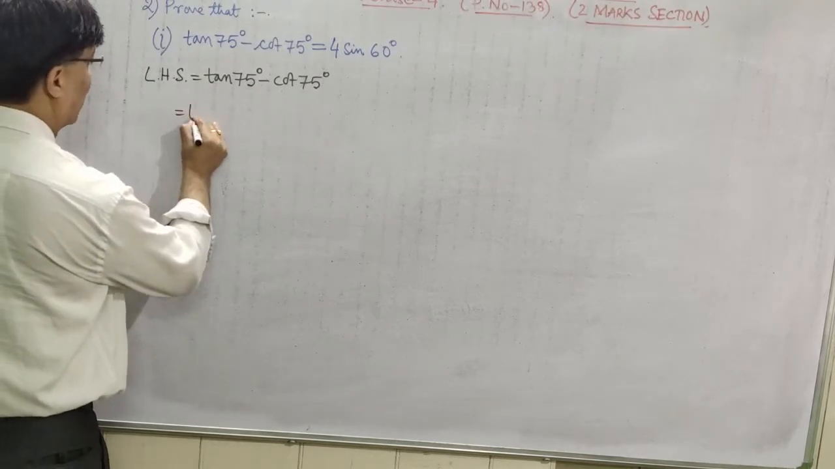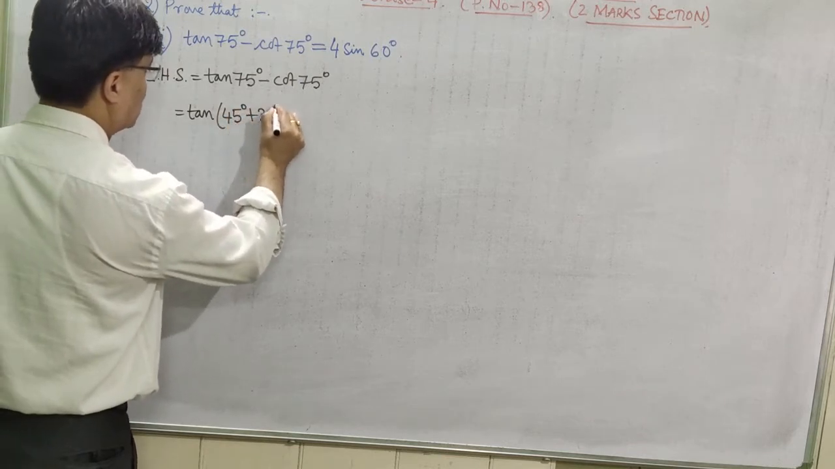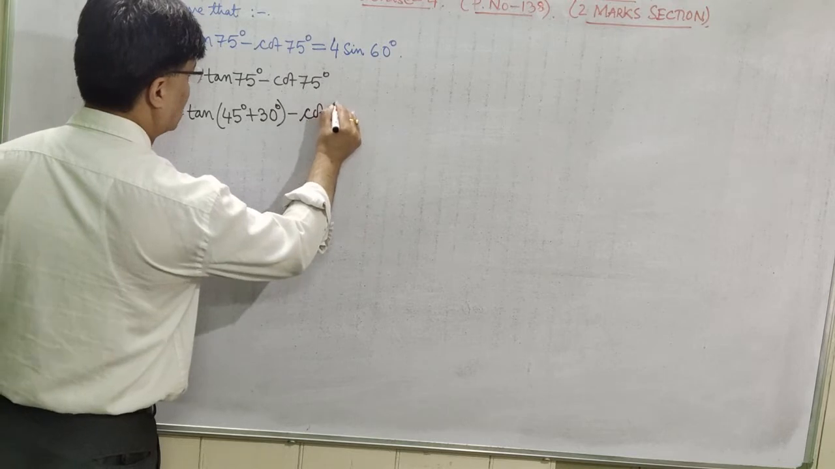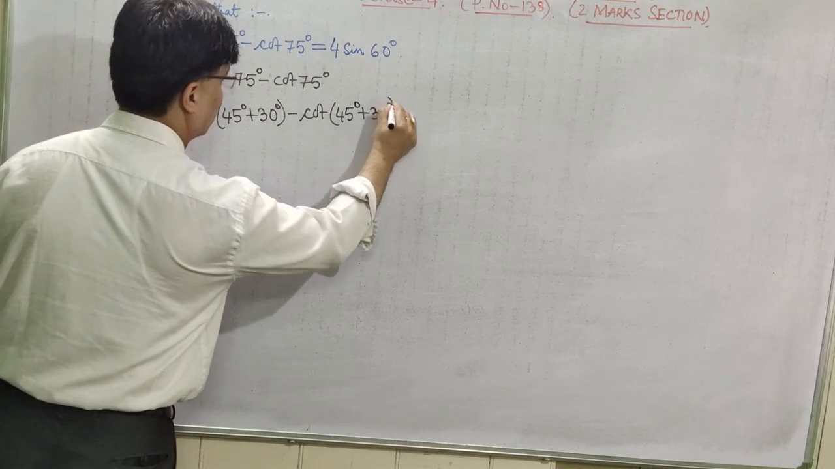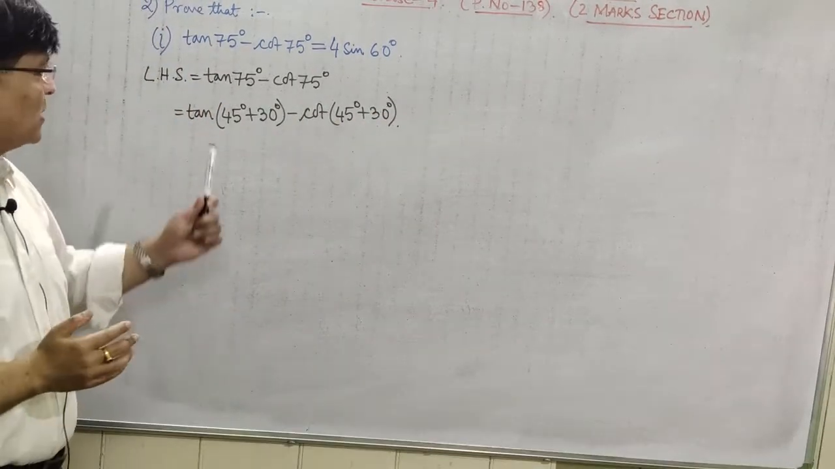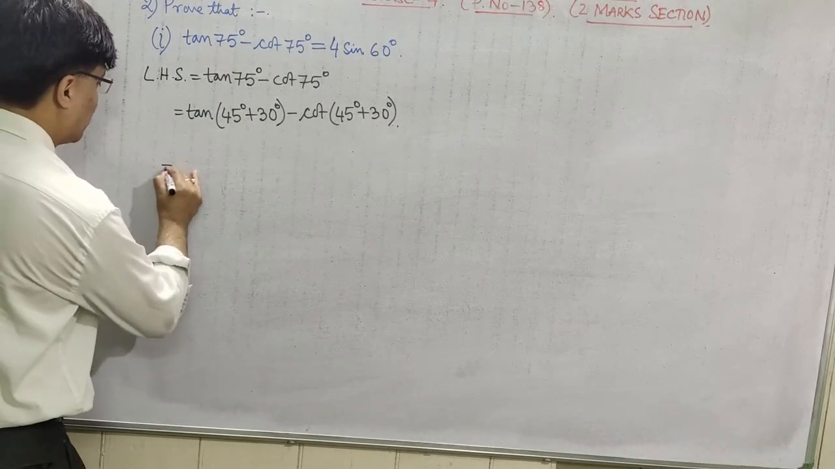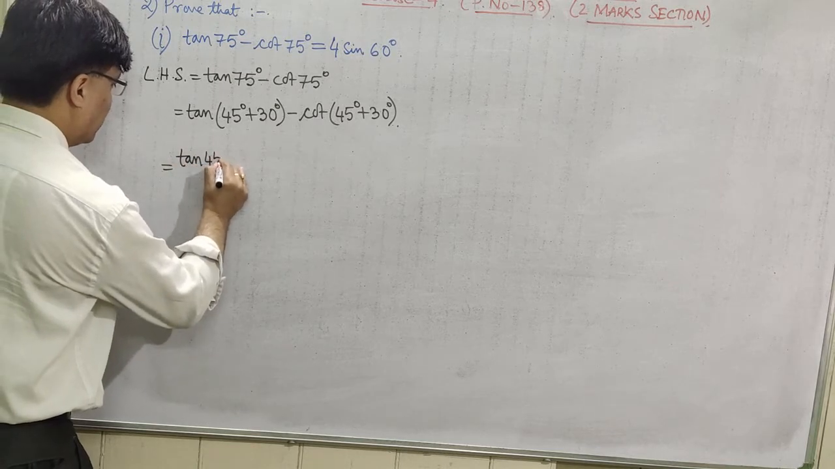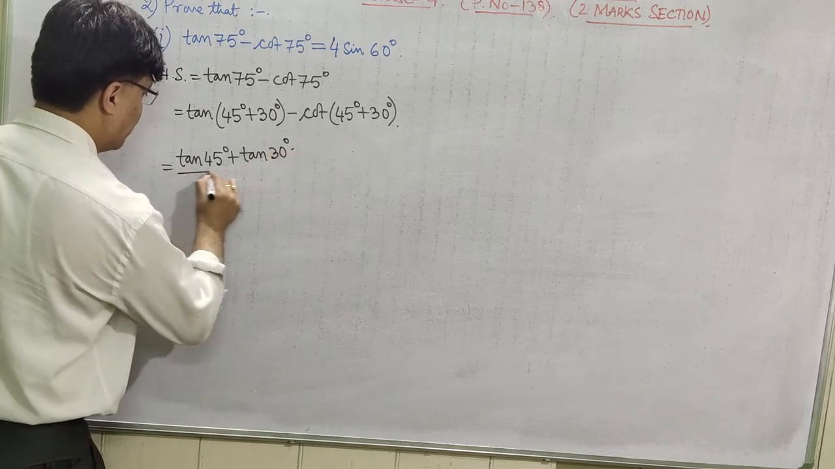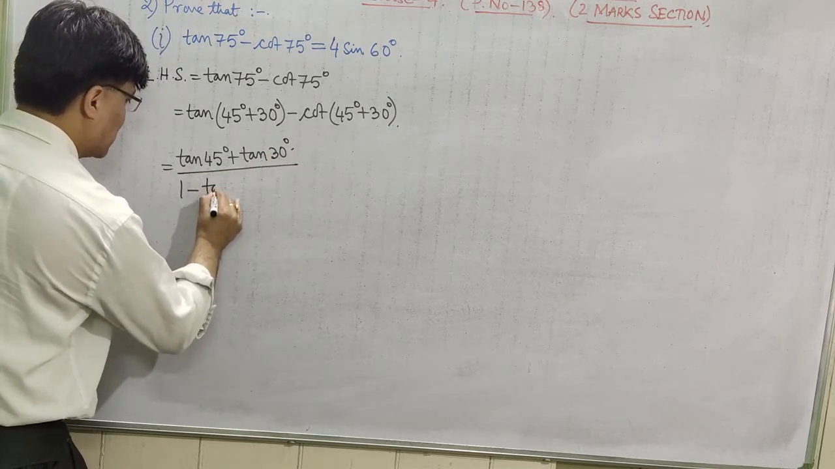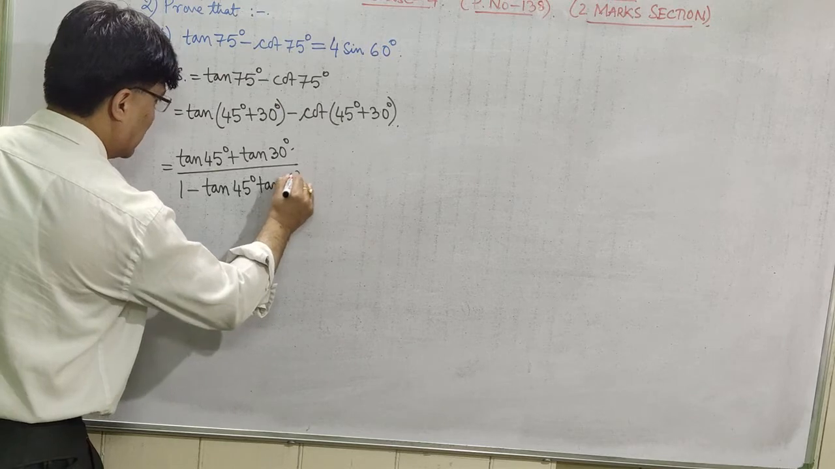So for both the terms you may write tan of 45 degree plus 30 degree minus cot, within bracket, 45 degree plus 30 degree. Is it clear? So one is tan of A plus B and the other one is cot of A plus B. So now what is tan of A plus B? It is tan A plus tan B divided by, what is the formula? 1 minus tan A tan B.